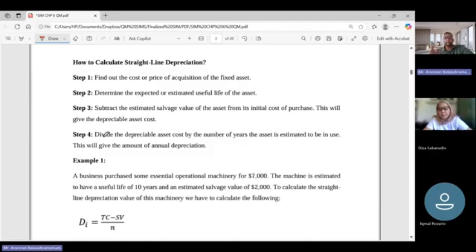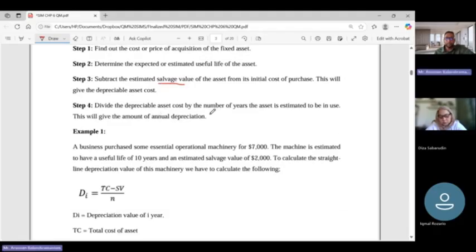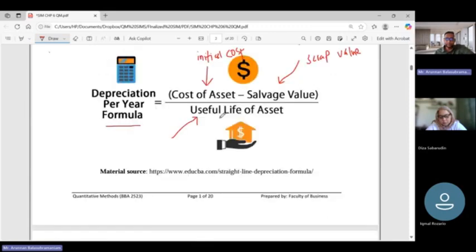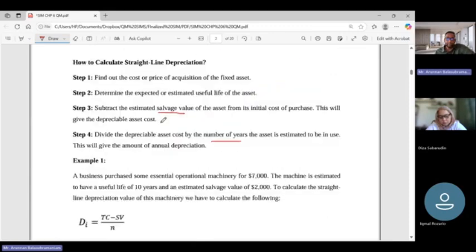So now you can follow the steps as what we have discussed. Step one is basically to find out the cost of the asset, of the fixed asset, and then after that we have to find out the expected or estimated useful life of the asset. Next, you subtract the salvage value from the cost and divide it by the number of years of useful life of the asset, so that you can get the yearly depreciation.